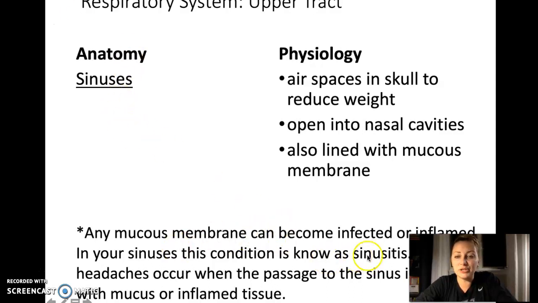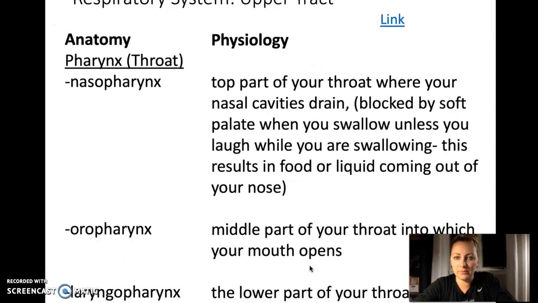So that inflammation is called sinusitis. And so anytime those passages between the sinuses and your nasal cavity get blocked with mucus, or if the tissue becomes inflamed.